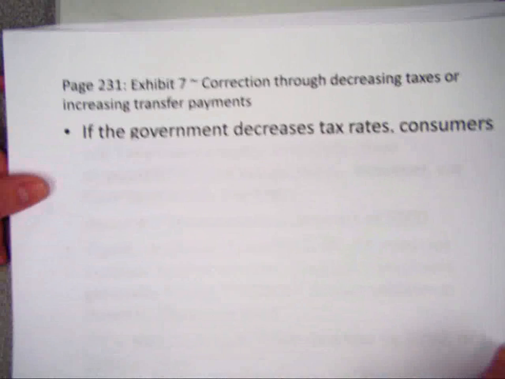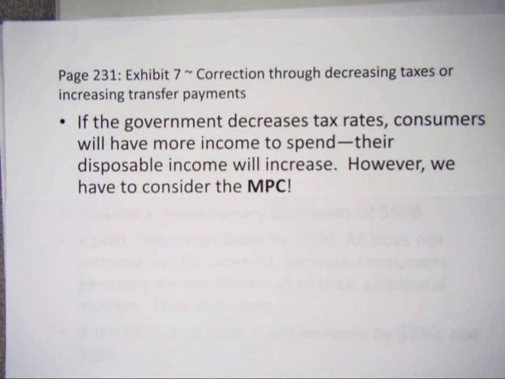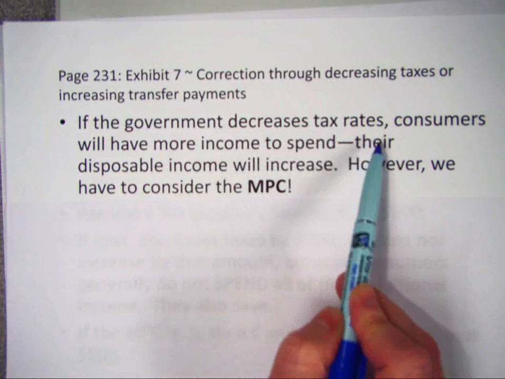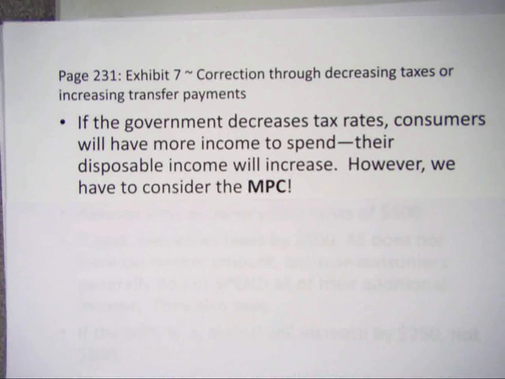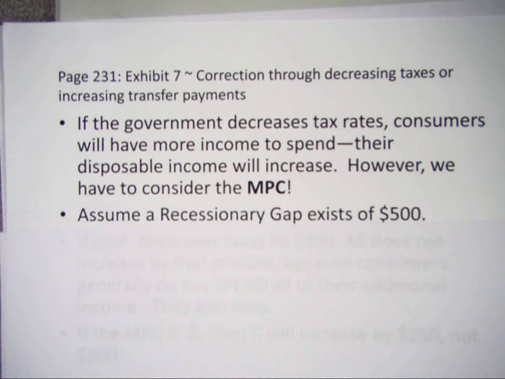Now, what if the government says, well, instead of increasing government spending, we're going to decrease taxes? So let's see how they're going to do that. Now, it's not going to work the same way, because we have to take the MPC into consideration. If the government decreases tax rates, consumers will have more money to spend. Yay, that's wonderful. However, if their disposable income goes up, are they going to consume all of it? No, they're going to save some of it.